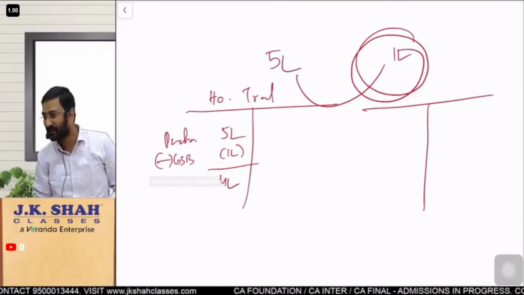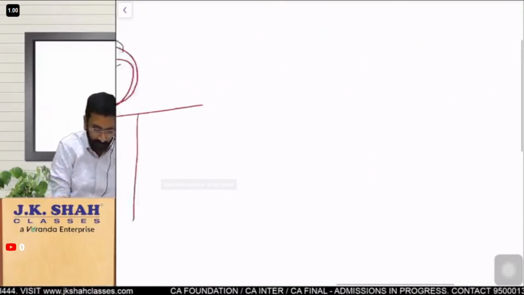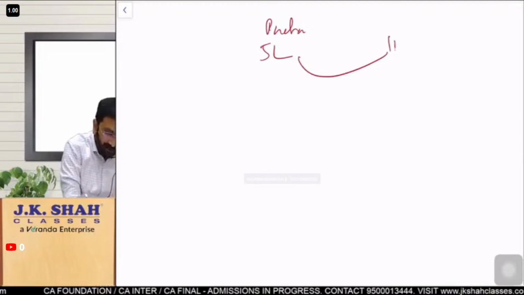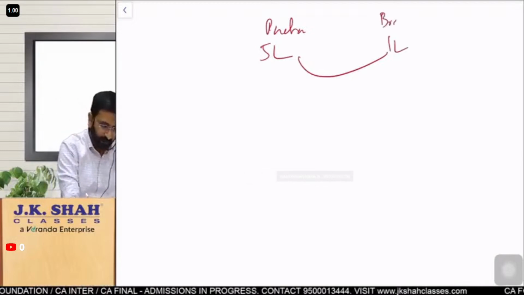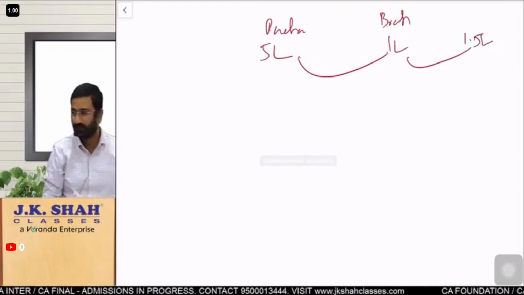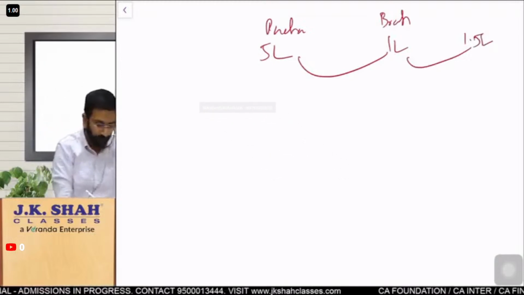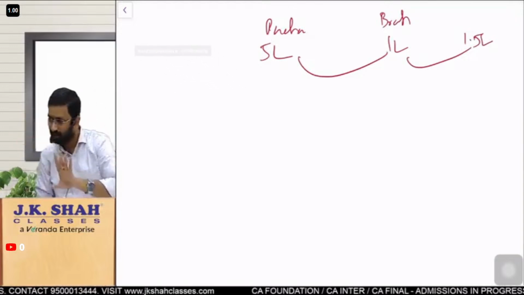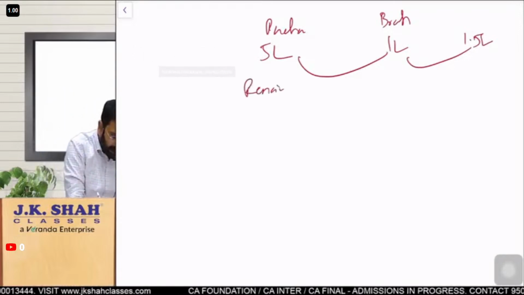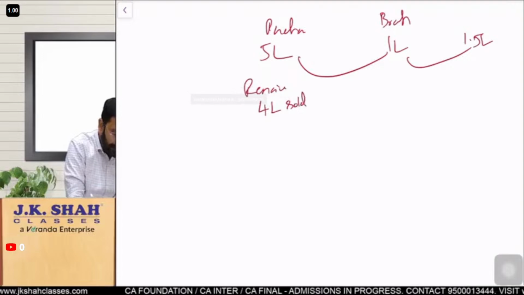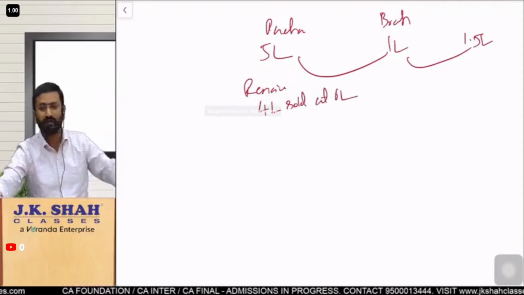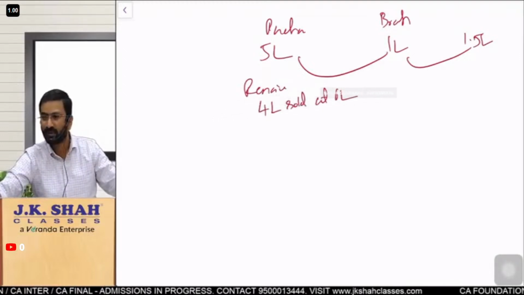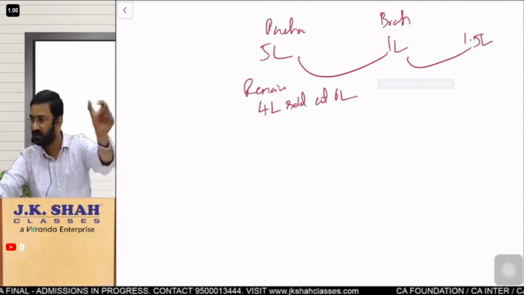What is the purchase? 5. Let me tell it in a simple way. Purchase is 5. Out of this 5, 1 lakh is sent to the branch. The branch sold this 1 lakh for 1.5 lakh. Head office has how much? 4 lakhs. 5 lakhs, 1 lakh has gone. Remaining 4 lakhs sold at 6 lakhs. How much is head office profit? 2 lakhs. How much is branch profit? 50,000. You all agree that much.